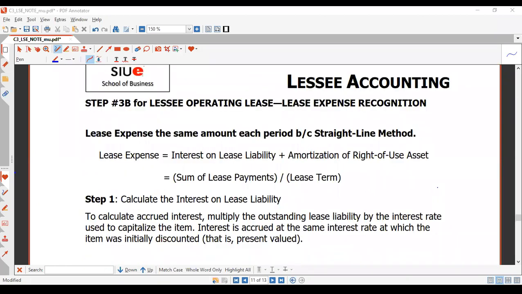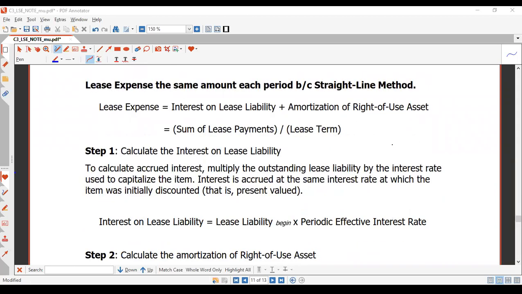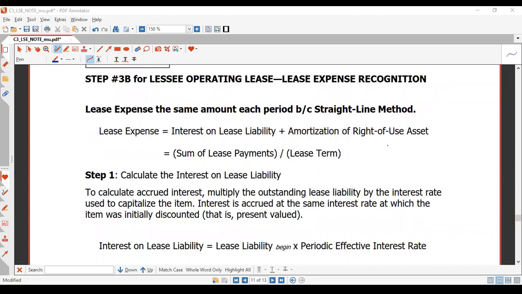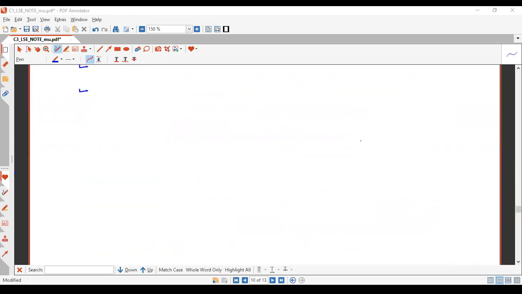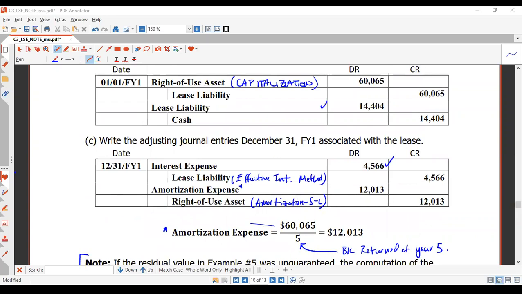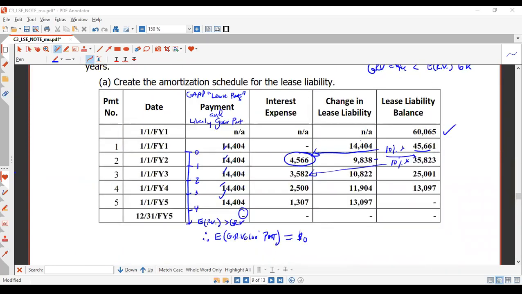Okay. So lease expense for the operating lease is going to be the same amount each period because we're going to use a straight line method. So we won't have the interest expense in a separate account, even though oddly enough we're going to capitalize it. So the lease expense is the interest expense on the lease liability plus the amortization of the right of use asset. And this is going to be weird, but you're like, well, we're calculating interest expense.